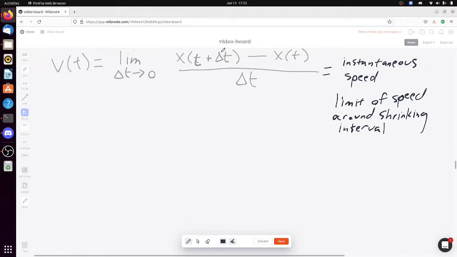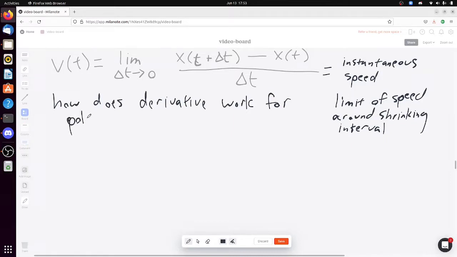Whereas this delta t here is really not an input or an output. It's really just a limiting variable that we let shrink to represent the smaller interval around the value that we actually care about. So what I want to do in this video is understand how the derivative works for polynomials, because a lot of functions in physics can be described with polynomials.